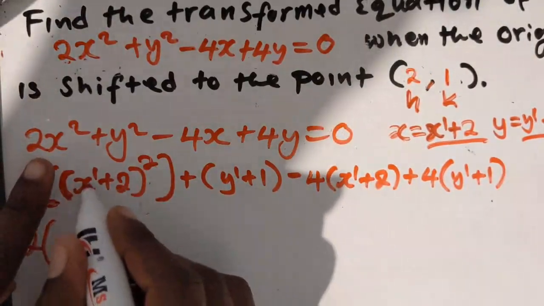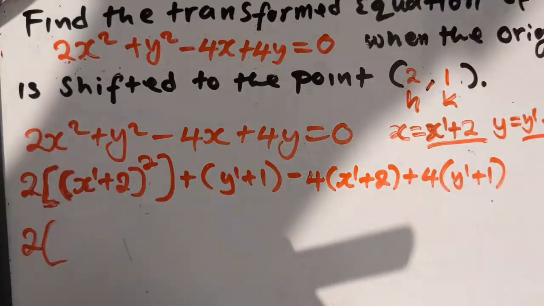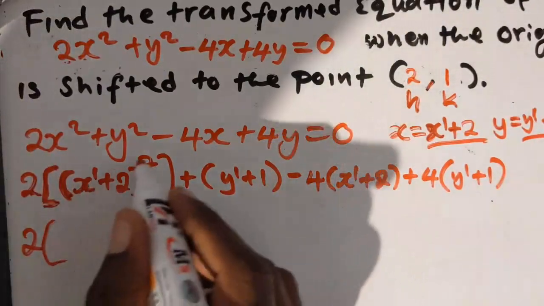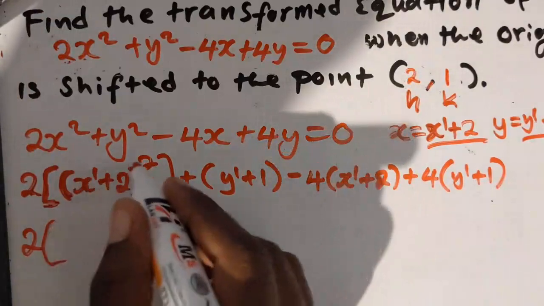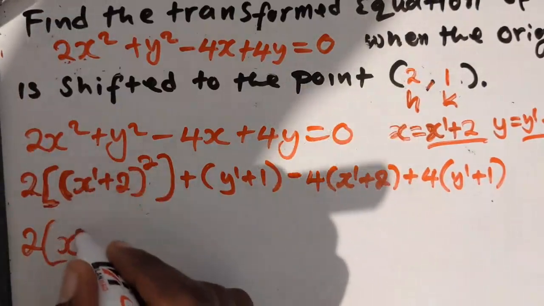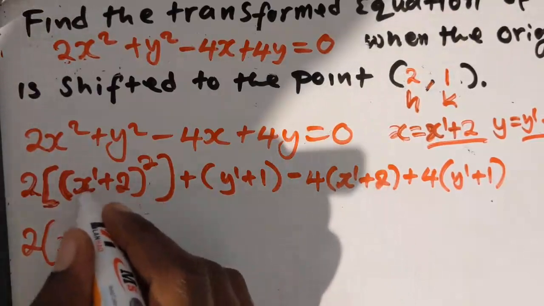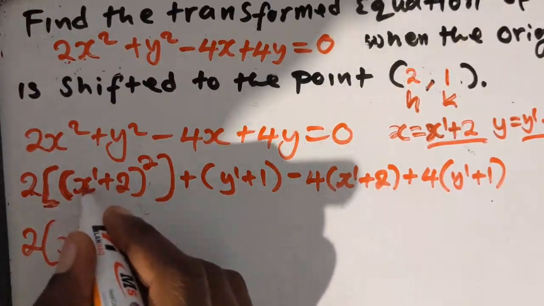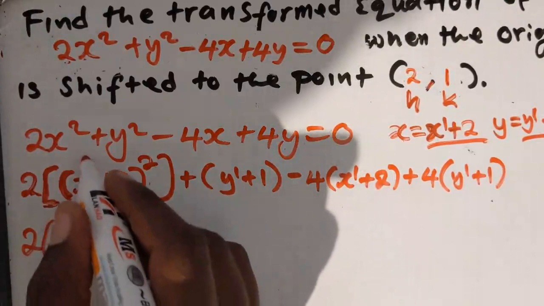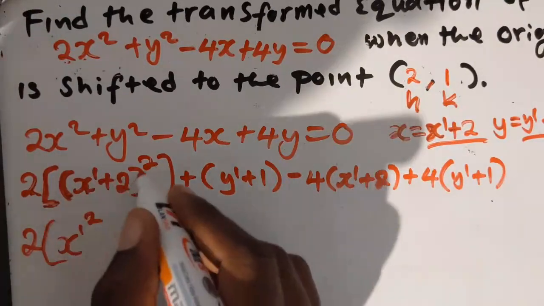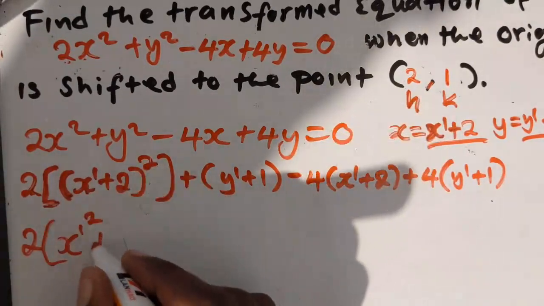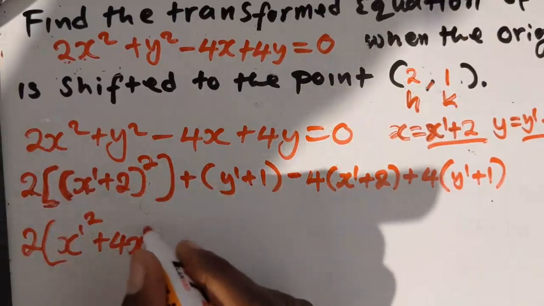So this is x, the way we were expanding in the previous question. So you say x squared, so you're going to say x prime squared, it's going to be x prime to the power 2. Then you multiply 2 times x prime, you're going to have 2x prime. Then 2x prime times 2, you're going to have 4x prime.